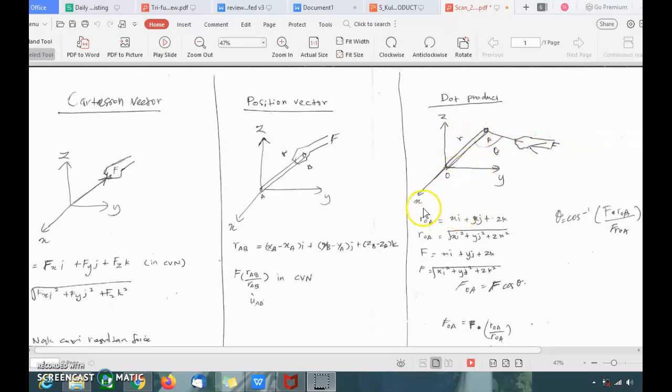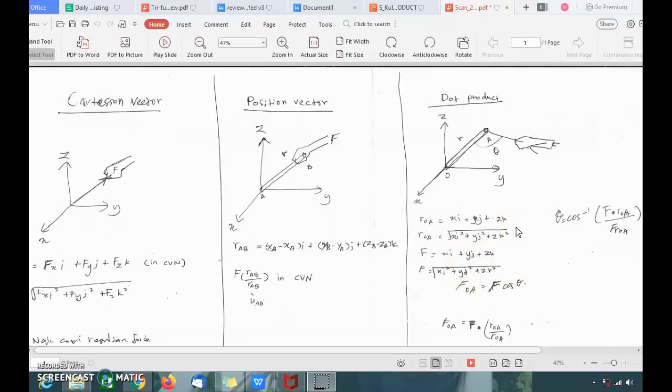The first vector is ROA, xi plus yj plus zk. You can also have both: this is the vector and this is the scalar. The force here also has its own vector form, and then you can get the magnitude. This is the scalar and this is the vector form.